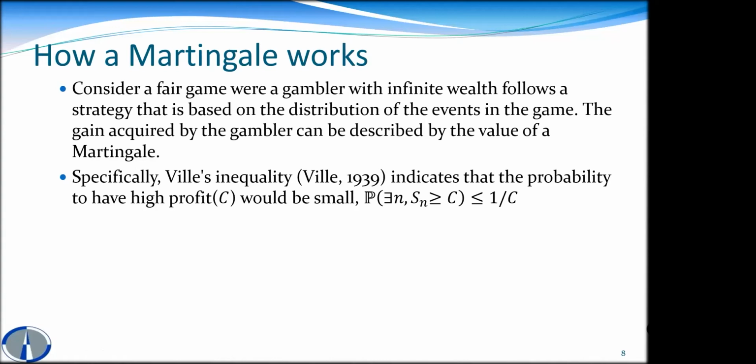To show how a martingale works, consider a fair game where a gambler with infinite wealth follows a strategy which is based on the distribution of the events in the hidden game. The gain acquired by this gambler can be described by the value of a martingale. Specifically, Ville's inequality indicates that the probability to have high profit is very low. As C increases, the bounds of this probability decrease.